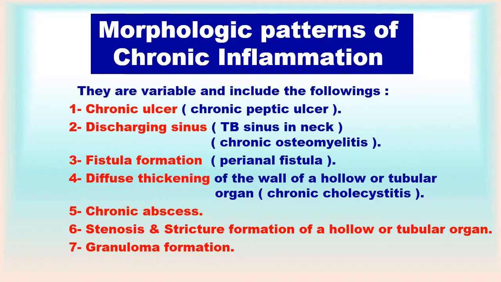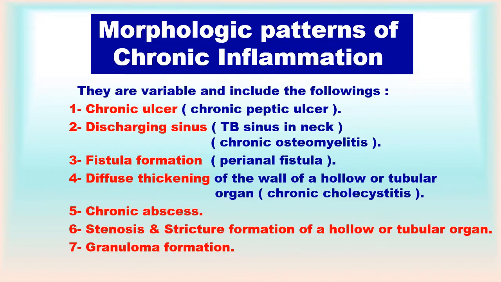Fourth, diffuse thickening of the wall of a hollow or tubular organ, such as chronic cholecystitis, in which there is diffuse fibrous thickening of the wall of the gallbladder. Fifth, chronic abscess. So, abscess is a morphologic pattern of both acute and chronic inflammation. There is acute abscess and chronic abscess.